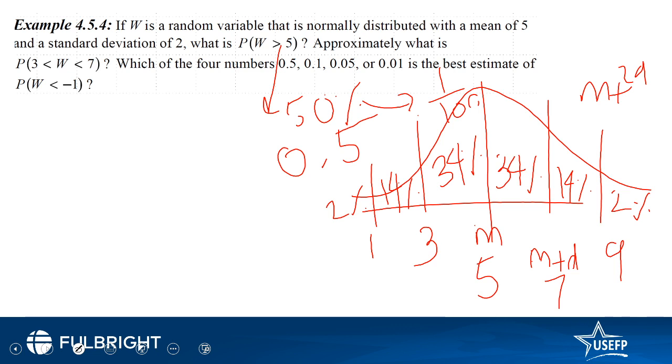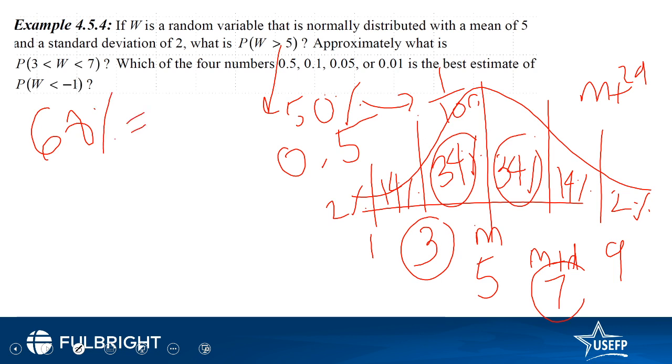Approximately, what is the probability that it is between 3 and 7? So between 3 and 7, the probability of it happening is 34 plus 34, which is 68% or 0.68. Which of the 4 numbers, 0.5, 0.1, 0.05 and 0.01, is the best estimate for the probability W is less than -1?